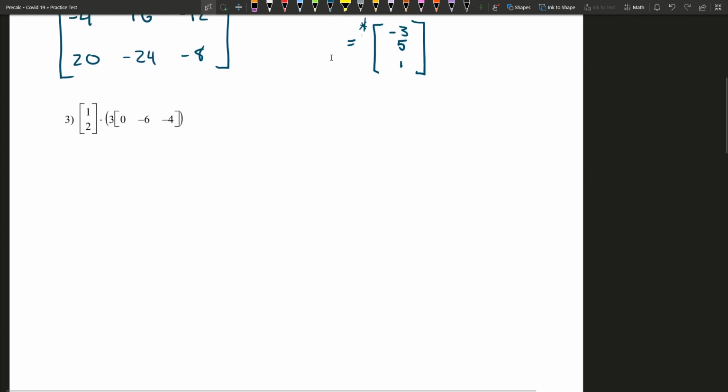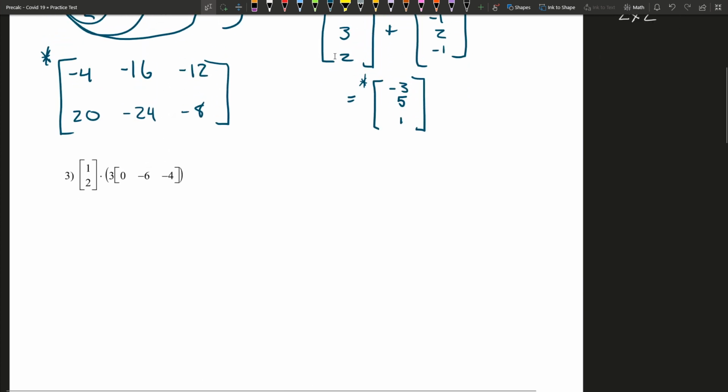And then on number 3, again, every operation gets its own step. All right. So in number 3, the first thing we have to do is simplify everything inside parentheses. So when we do that, we get 3 times 0 is 0. 3 times -6, that's -18. 3 times -4, that's -12.